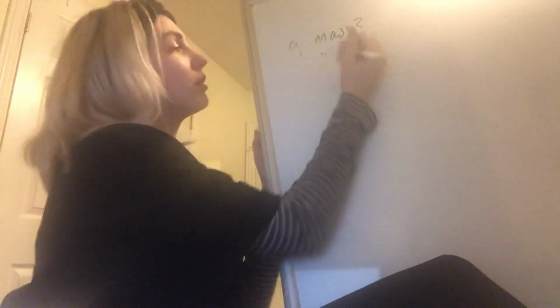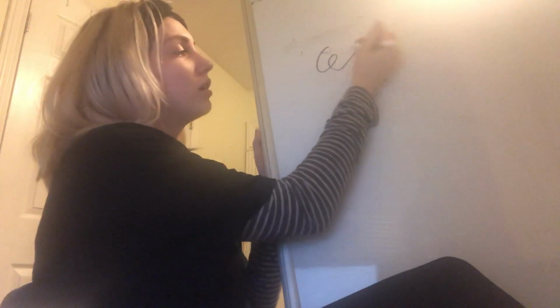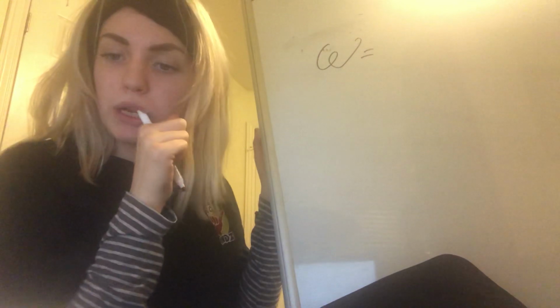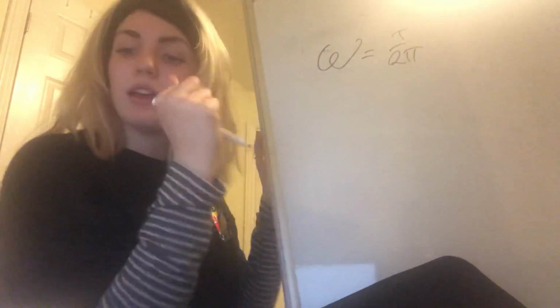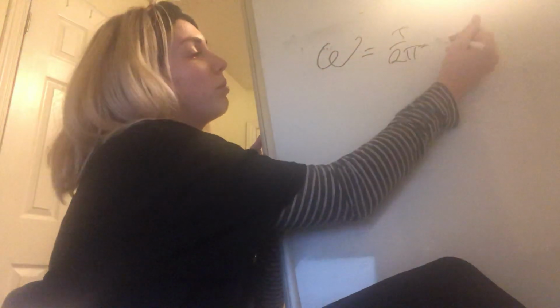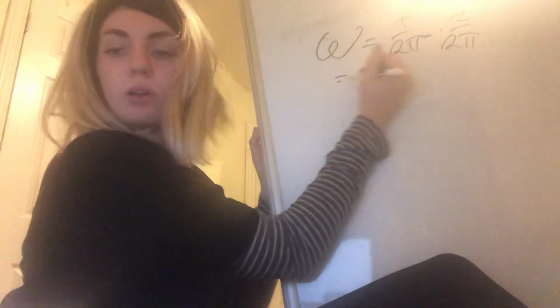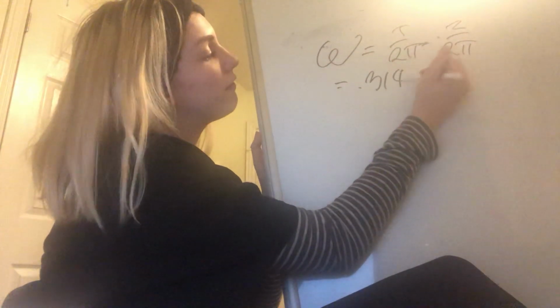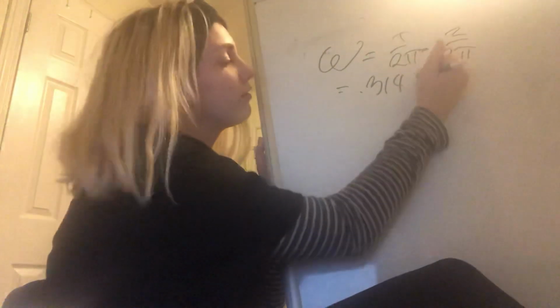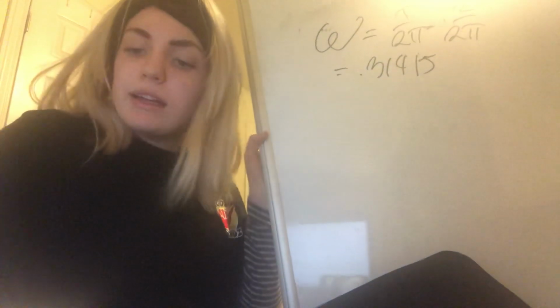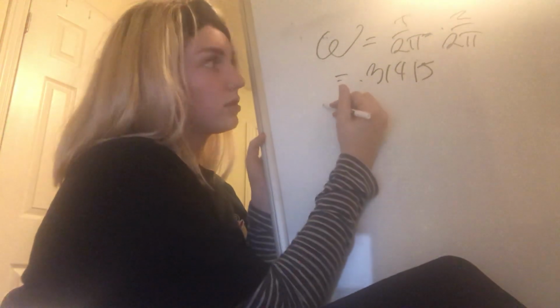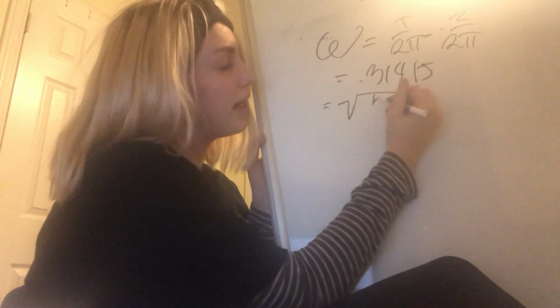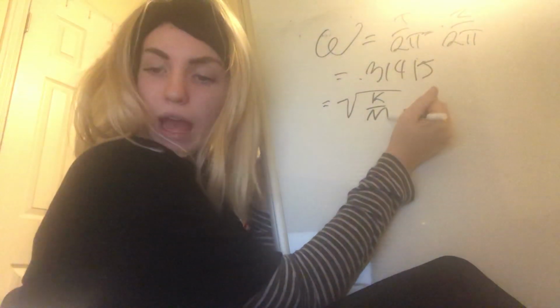So knowing this, I'm going to plug it in to what we know to be angular, which is T over 2 pi, which will equal 0.2 over 2 pi, which will equal 0.31415. And then our angular frequency equals root K over M.